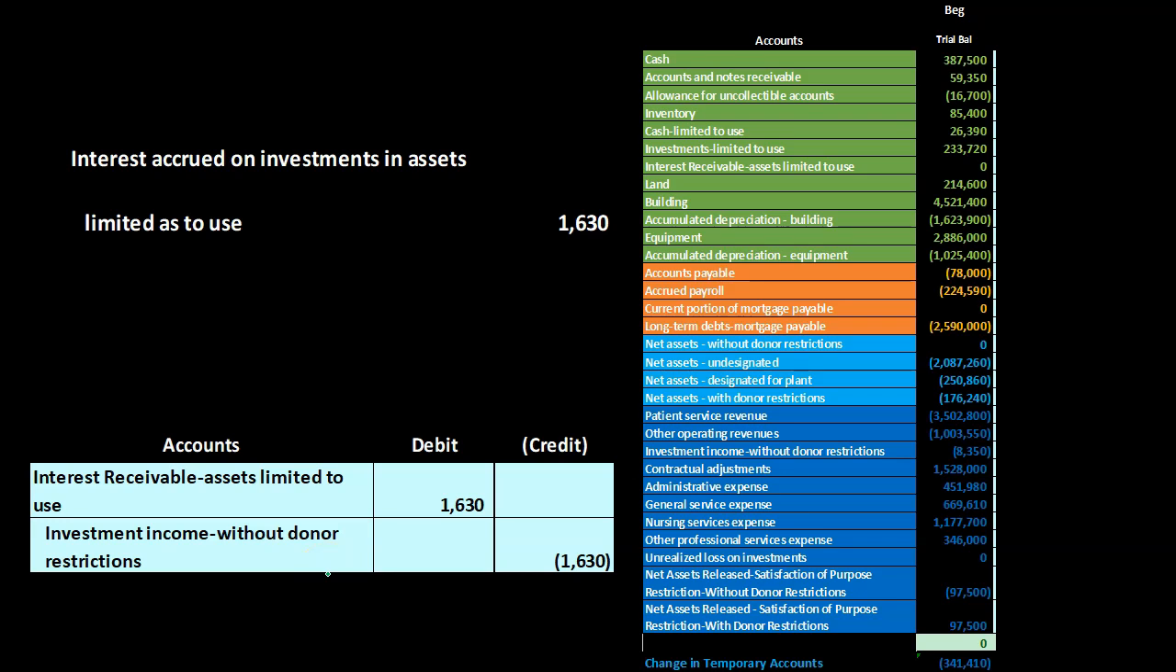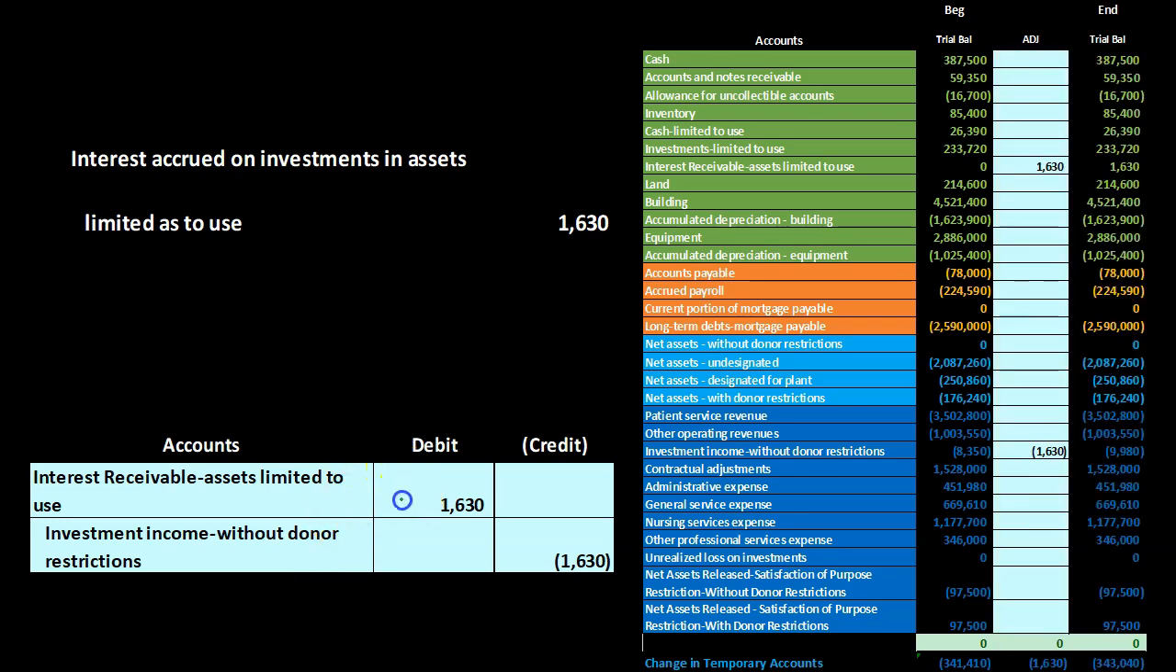So if we see that posted out, we're going to say that we have the interest receivable, assets limited to use, which we will be marking on the balance sheet type of financial statement. Then we have the investment income. It's a credit balance. It's going up in the credit direction. As we do so, we see that the net income type number is also increasing.